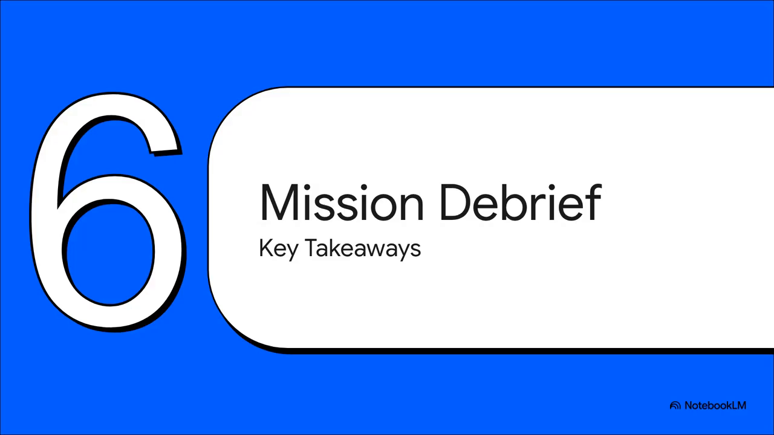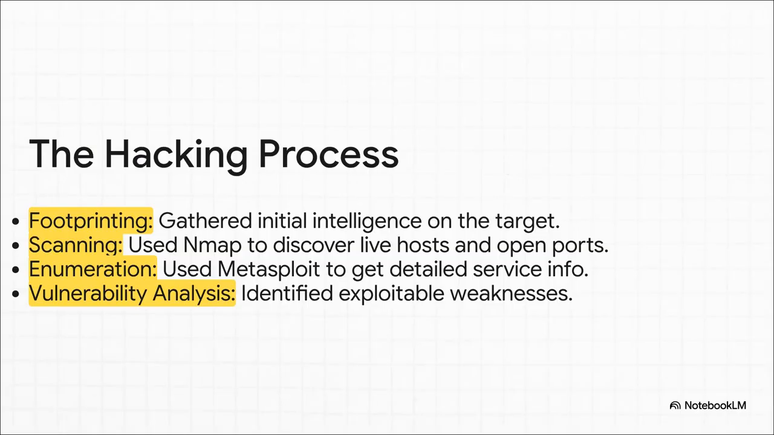And mission accomplished. We've successfully scouted our target, we've identified its weaknesses, and we've gathered all the intel we need for the next phase of the operation. So let's just take a quick moment and recap what we actually did. We followed a clear, repeatable process. It's like a funnel. We started really broad with scanning to map out the whole target. Then we narrowed our focus with detailed enumeration. And finally, we used automated tools to pinpoint the most critical vulnerabilities. This isn't random hacking. It's a structured, professional methodology.